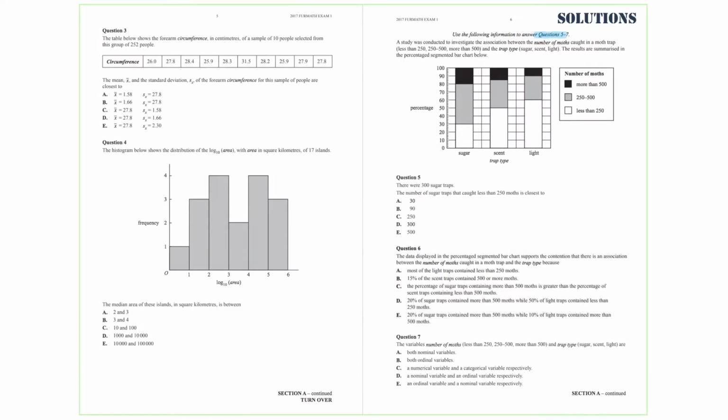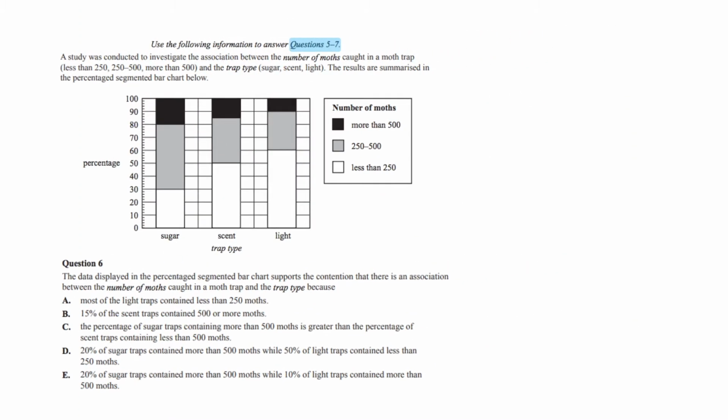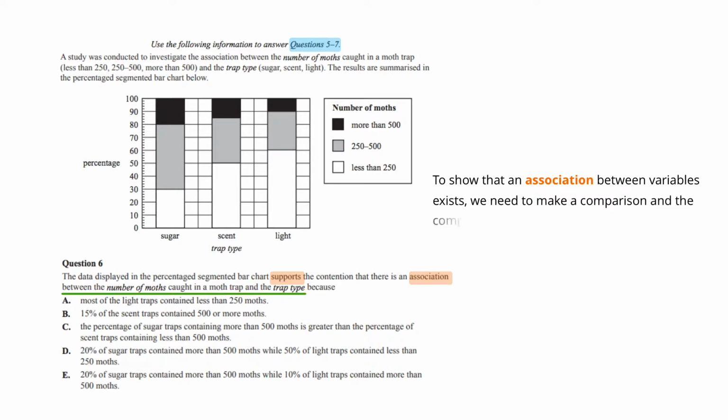In question 6, we are told that the data displayed in the percentage segmented bar chart supports the contention, or the opinion, that there is an association between the number of moths caught in a moth trap and the trap type, and we are asked to choose the option that supports this opinion. First of all, to show that an association between variables exists, we need to make a comparison, and the comparison must be made for the same categories.